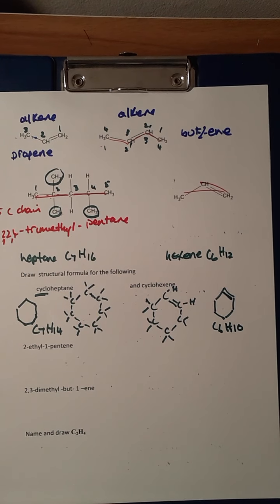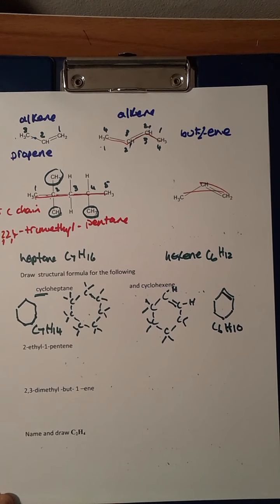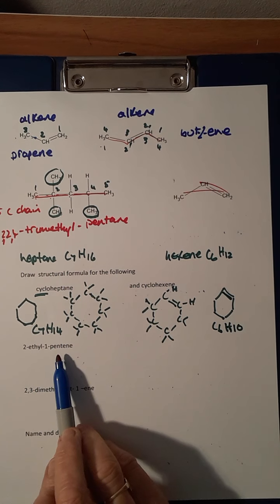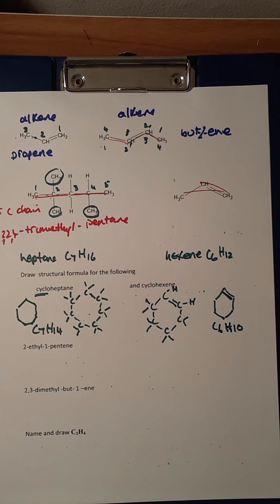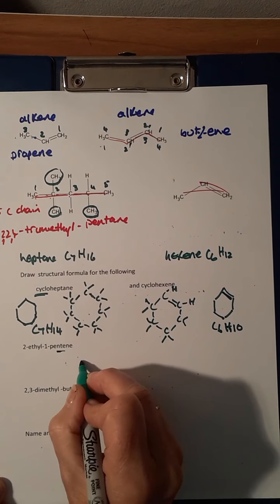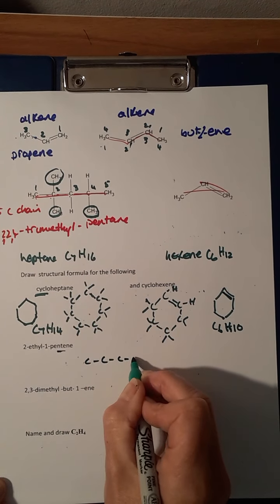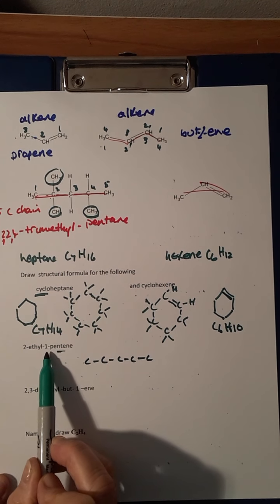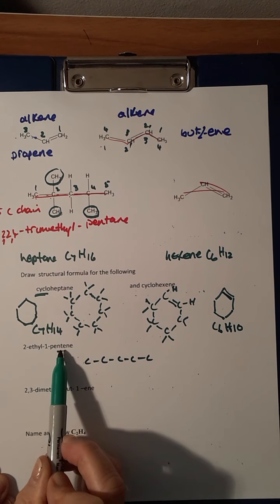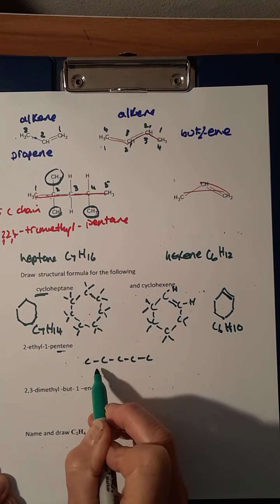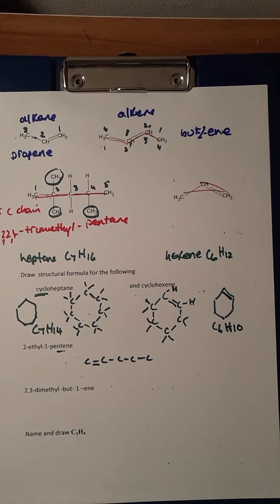Okay, 2-ethyl-1-pentene. So let's actually draw the structural formula for this now. So we're starting off with a 5-carbon chain. Pentene means a 5-carbon chain. 1, 2, 3, 4, 5. The 1-pentene means that the carbon-carbon double bond is on number 1 carbon. So I'm going to assume this is number 1 carbon. I'm going to put it on there. So this is my carbon number 1.